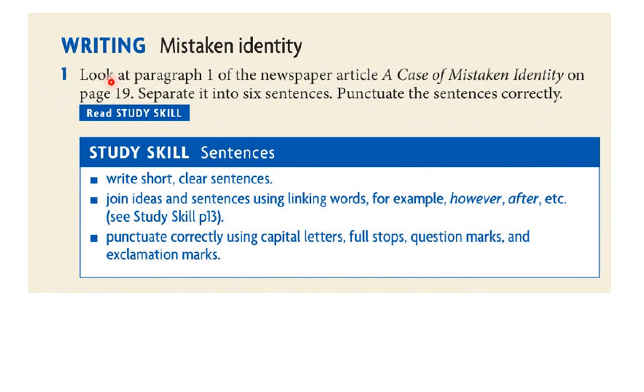Now, exercise number 1: look at paragraph 1 of the newspaper article A Case of Mistaken Identity on page 19. Separate it into 6 sentences and punctuate the sentences correctly. So if we have the article on page 19, A Case of Mistaken Identity, we will read it and try to separate it into 6 sentences, then punctuate them correctly.